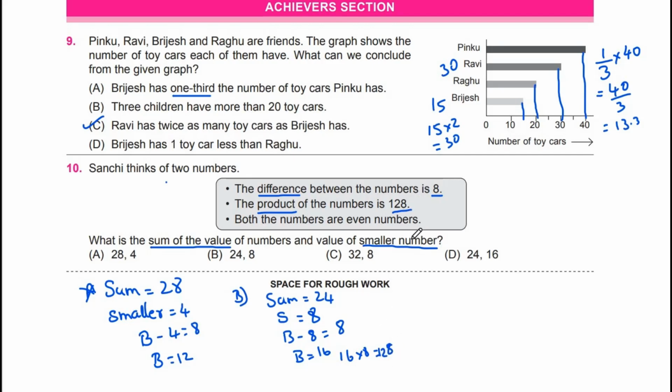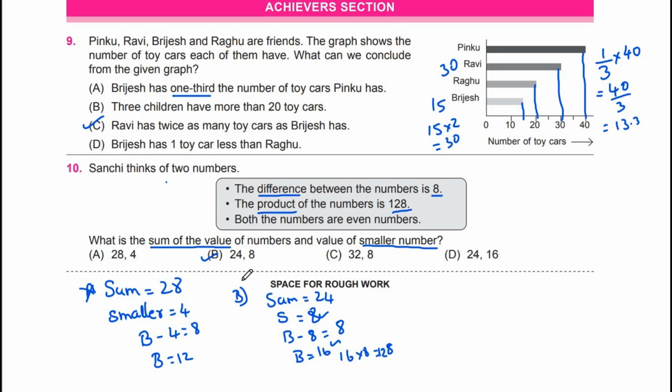We have got 128. And let's see the last criterion. Both the numbers are even, right? 8 is an even number. 16 is an even number. So all three clues are satisfied here. So our right answer is 24, 8. So 24 is the sum. The smaller number is 8 and the bigger number we have already found, which is 16. That is not mentioned here.